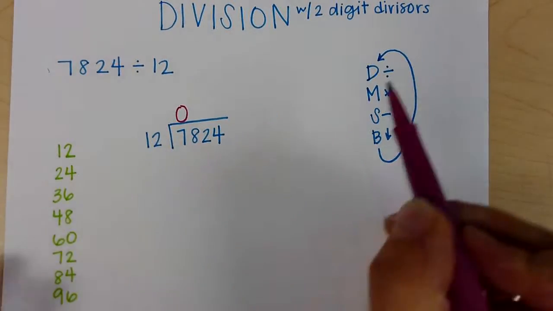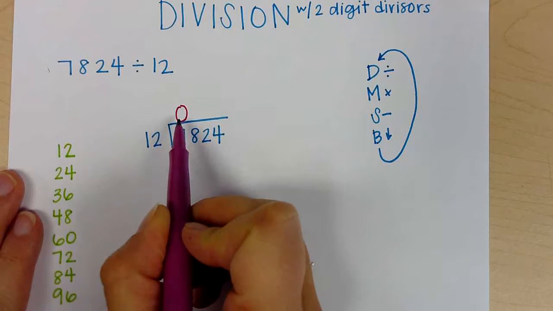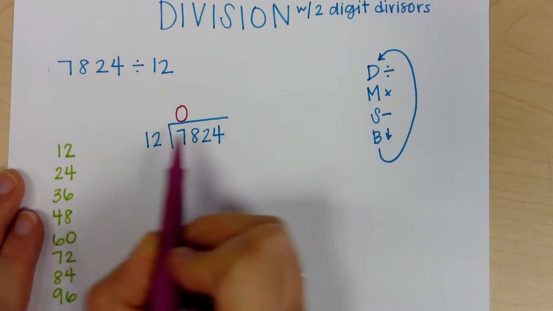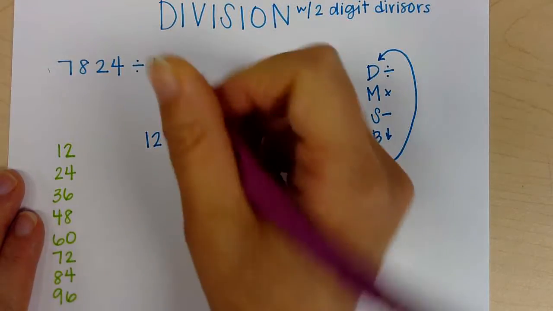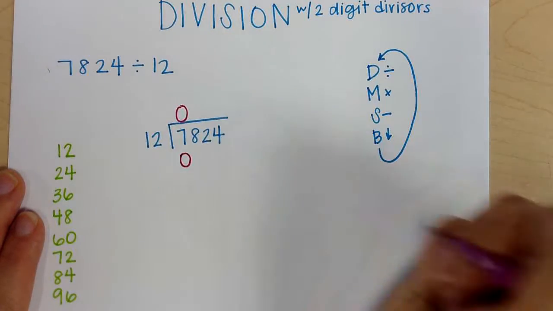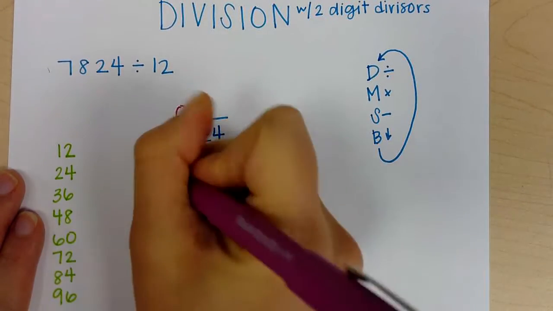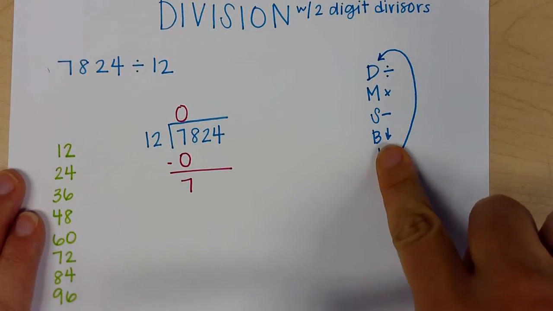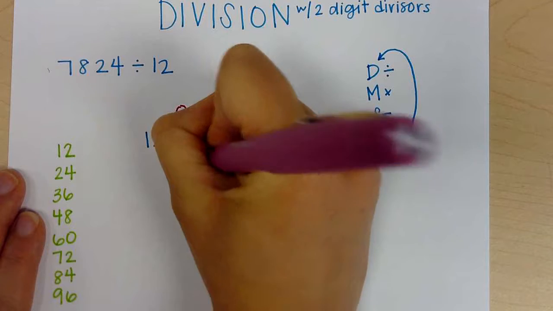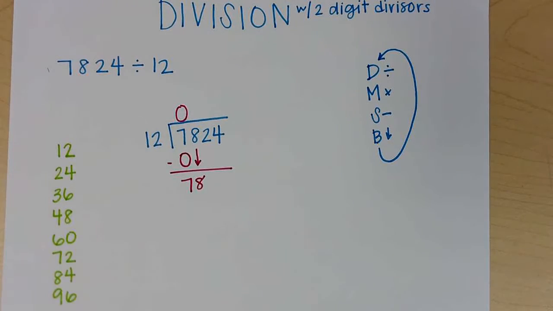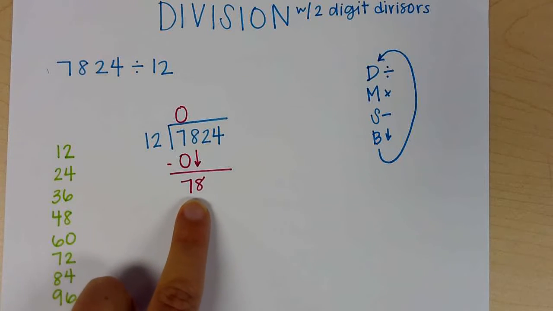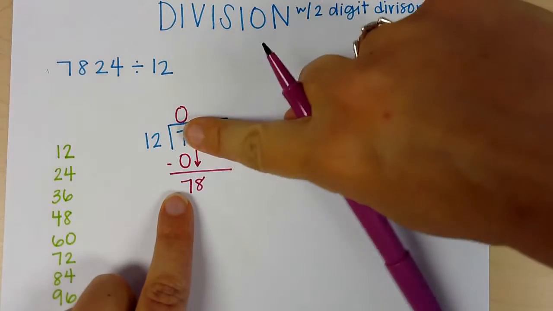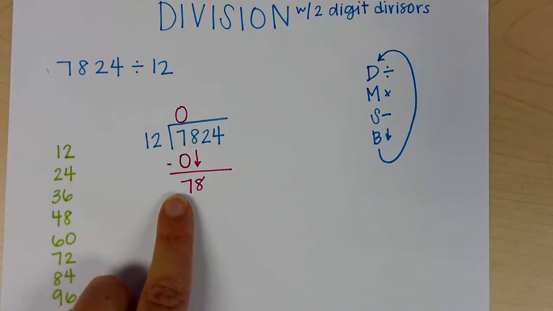So 12, so we divided, 7 divided by 12 is 0. It doesn't work. So now I multiply. 12 times 0 is 0. After I multiply, I subtract. 7 minus 0 is 7. Step number 4 is to bring down. So I bring that 8 all the way down. Now I have 78. This is my new number that I'm working with. I don't go back up to those first 2 numbers again.